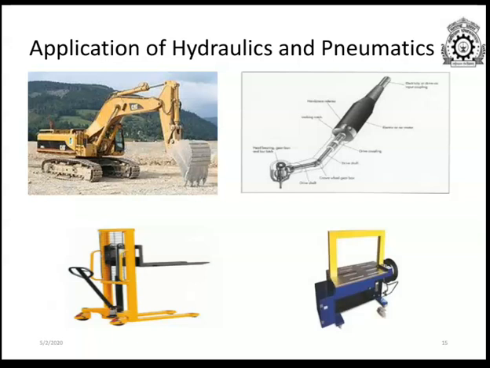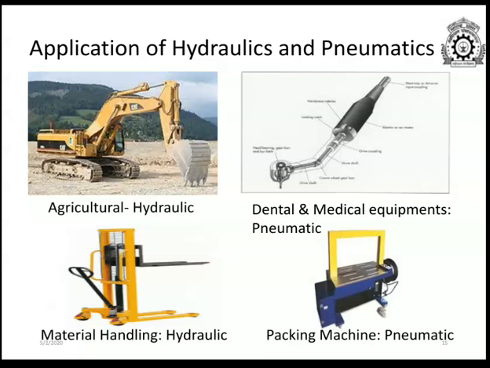So first is JCB, which is related to automobiles. And the agriculture one is hydraulic. The second one is dental and medical equipment, where we use a pneumatic system because we use compressed air in that system, as we can't use oil there. The third one is material handling, where we use a hydraulic system to transfer material from one place to another. And the last one is the packing machine, where we use a pneumatic system. So these are the different applications.